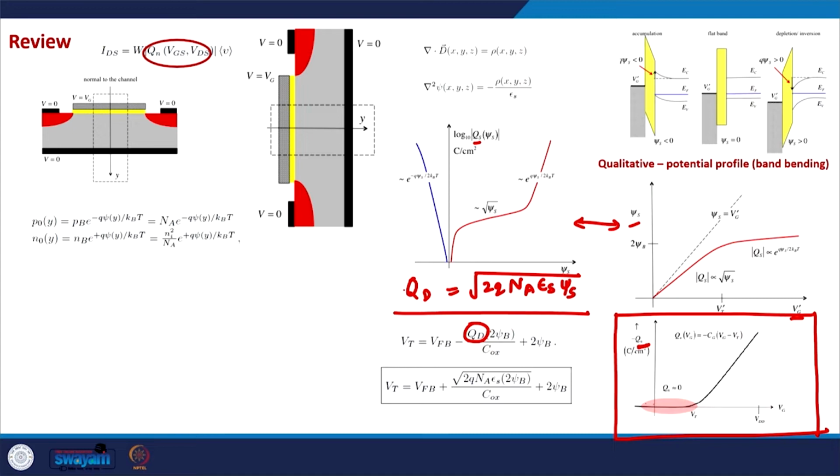And as we can see from this plot, in the subthreshold regime, which is the case when Vg is less than Vt, Qn is an extremely small number, and it's almost equal to 0, well below the threshold voltage. It starts increasing exponentially as the gate voltage approaches the threshold voltage, and then it increases abruptly.